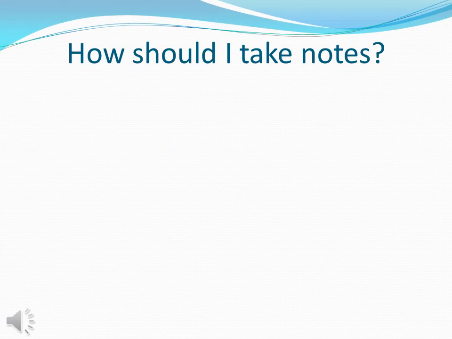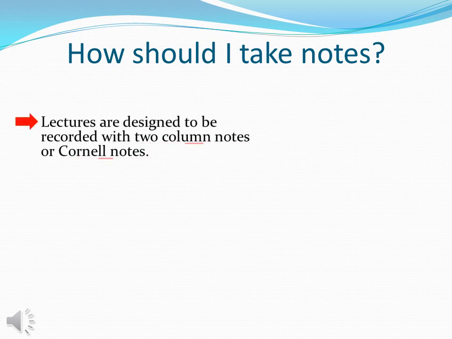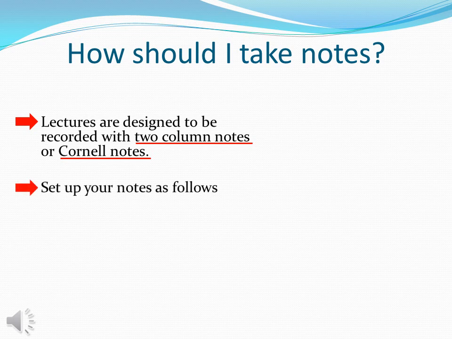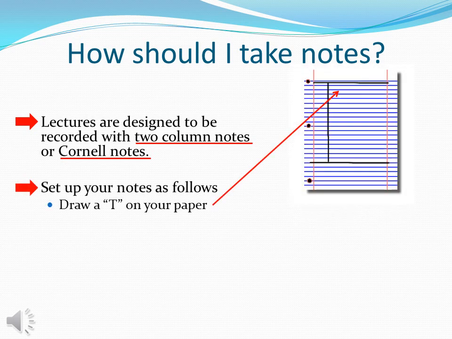One of the hardest skills students need to master in school is how to take notes. In this class, you will either take 2 column notes or Cornell notes, and I'll show you how to set those up now. First, you're going to draw a T on your paper if you're taking 2 column notes, or an I on your paper if you are taking Cornell notes.